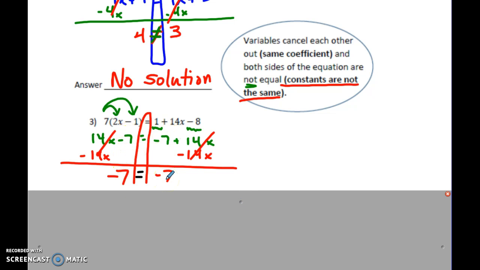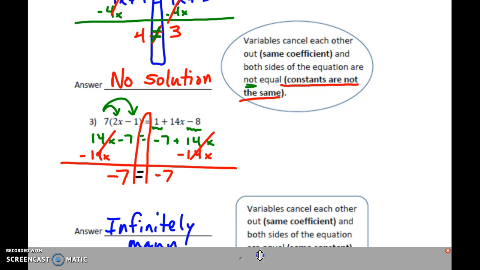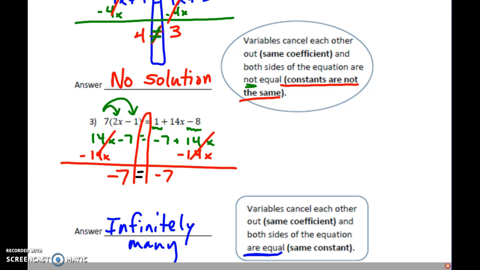So remember, this case is different from the other two. You don't have one solution and you don't have no solution. You have what's called infinitely many solutions. You will always end up with infinitely many when this happens. In other words, the variables cancel out, but both sides of the equation then are the same. You end up with that same constant at the bottom. So infinitely many is what it should say.